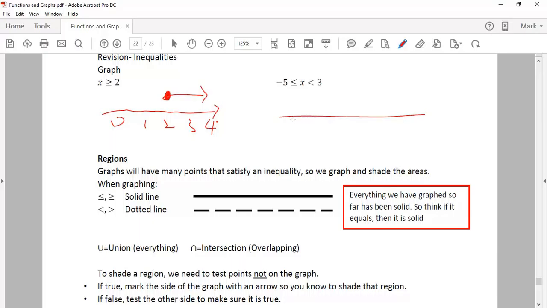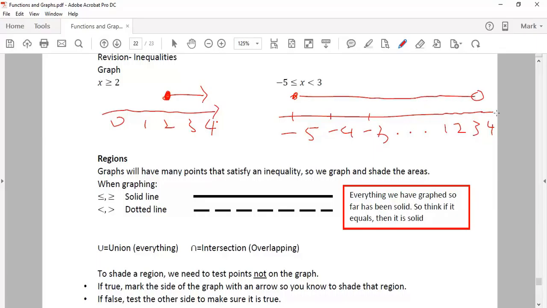So this one pretty much goes from -5 down to 3. So you know how it goes. I'll just do a dodgy one. So it's equal to at this point, and it's not equal to here, so it's a solid dot, and it'll just be that region there.